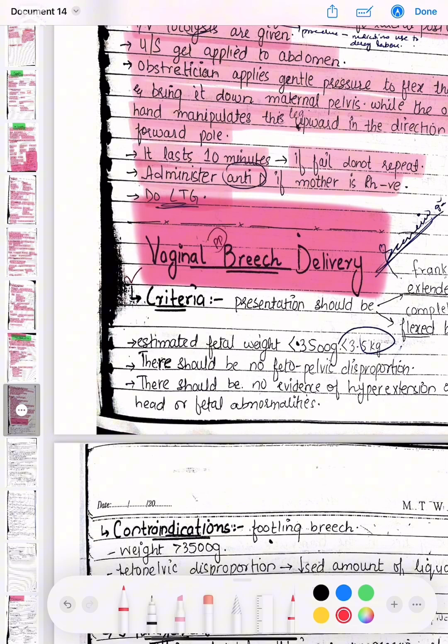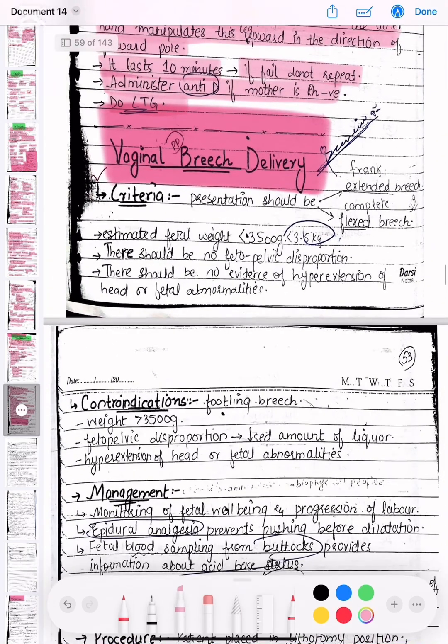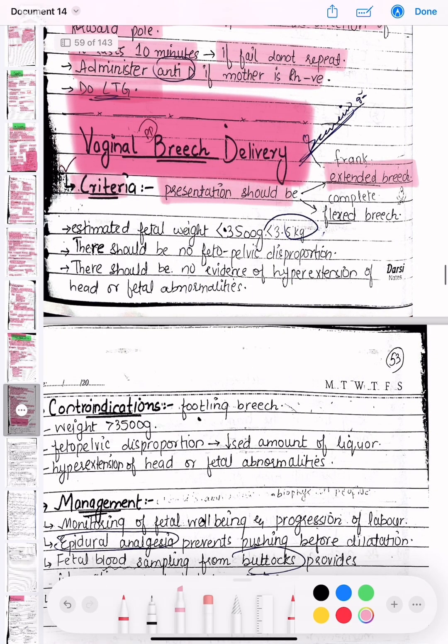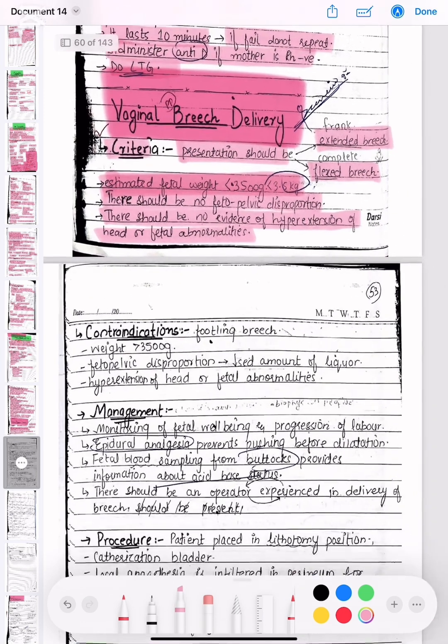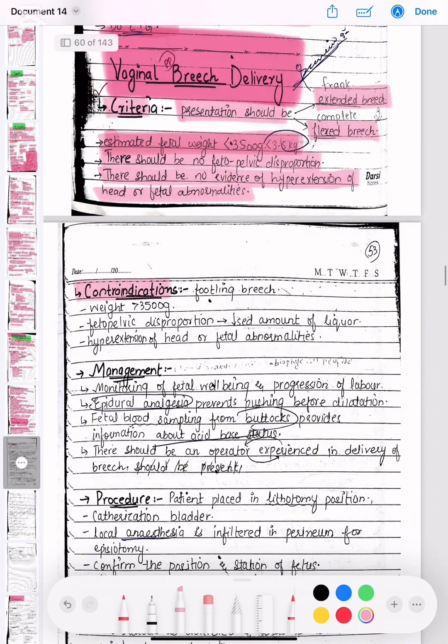Okay, so in vaginal breech delivery, the criteria are that the presentation should be extended breech or flexed breech, the estimated fetal weight is less than 3.5 kg, there should be no feto-pelvic disproportion, and no evidence of hyperextension of the head or fetal abnormalities. The contraindications are footling breech, weight greater than 3,500 gram, feto-pelvic disproportion, decreased amount of liquor, and hyperextension of the head or fetal abnormalities.